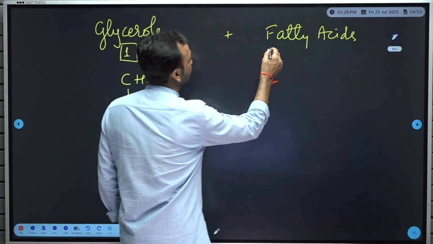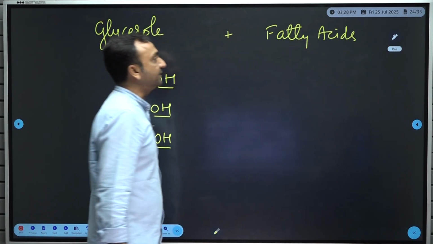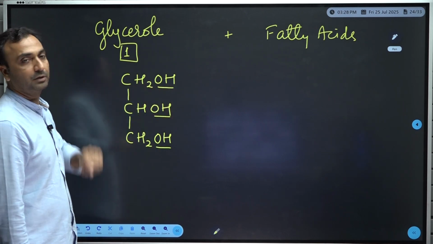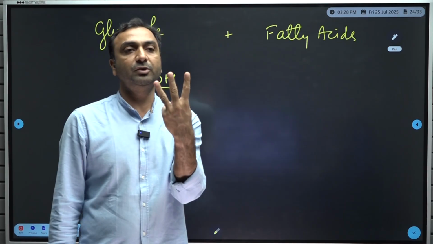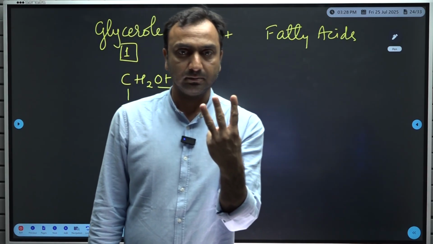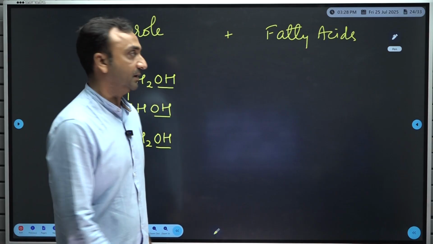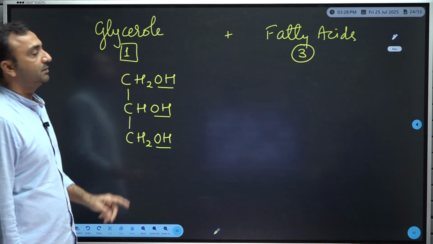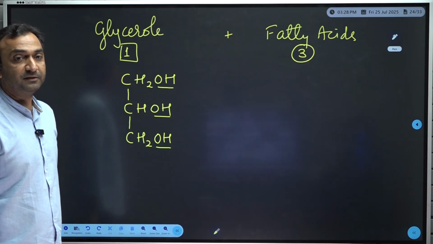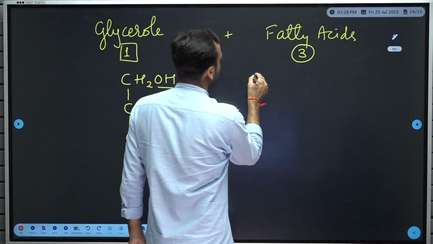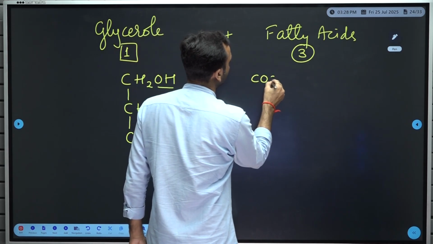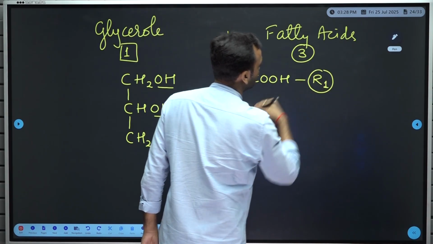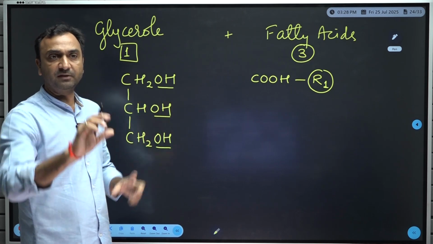Okay. Now, when I need to add fatty acids, when I need to combine this fatty acid with glycerol, I require 3 molecules of fatty acid. Do remember. I require 3 molecules of fatty acids. 1 glycerol, 3 fatty acids. Reason is fatty acid has C, O, OH and R group. R group, that is hydrocarbon chain.